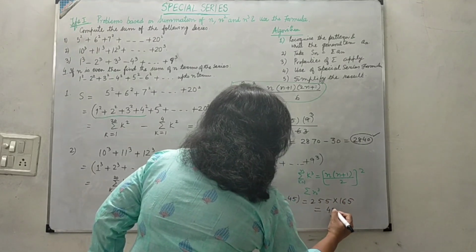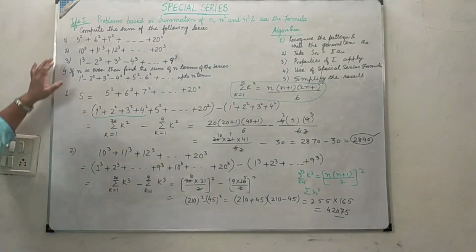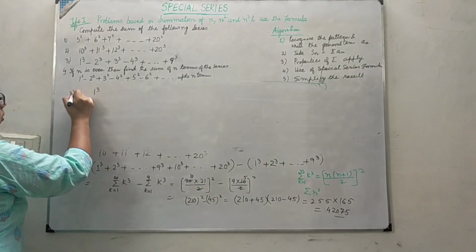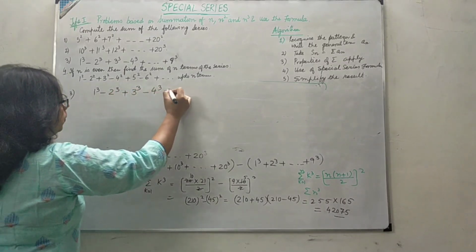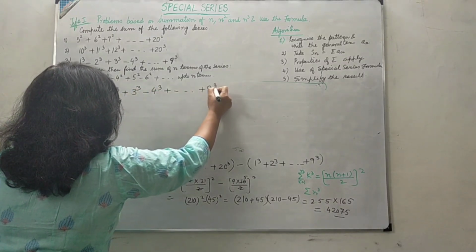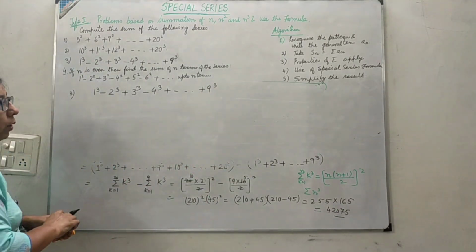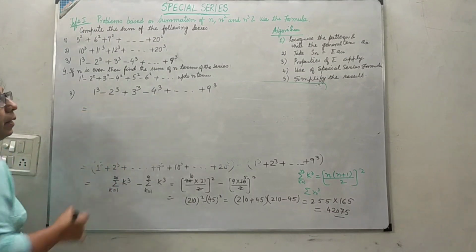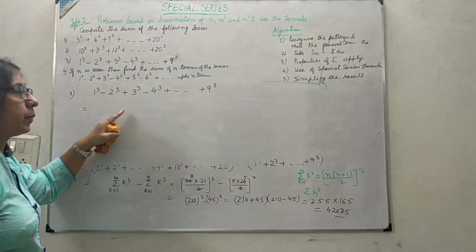That comes out to be, after some calculation, as this answer. Now let us take 1 cube minus 2 cube plus 3 cube minus 4 cube plus up till 9 cube. Now what do you observe over here? These terms are having alternate signs. So what we will be doing? We can complete like this by adding and subtracting.